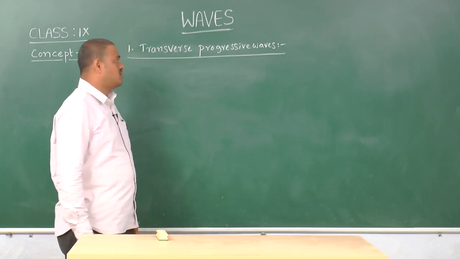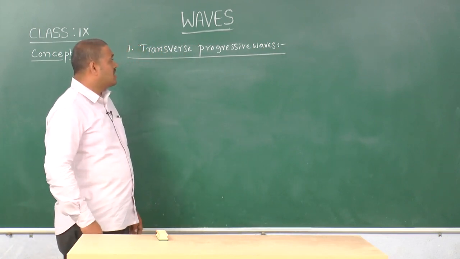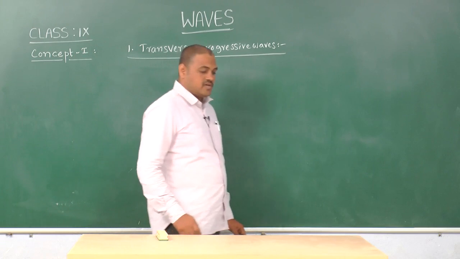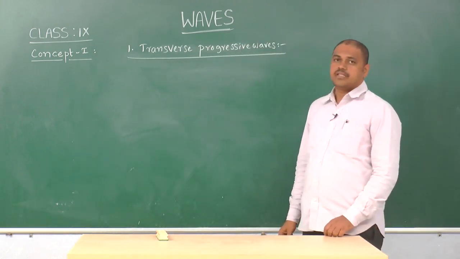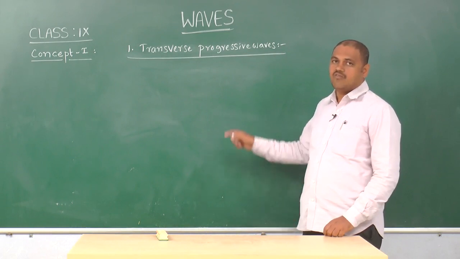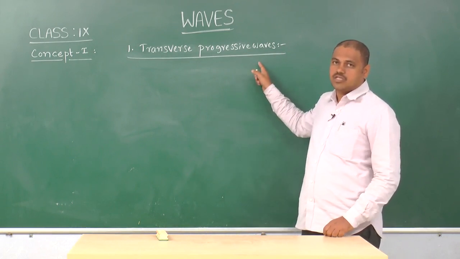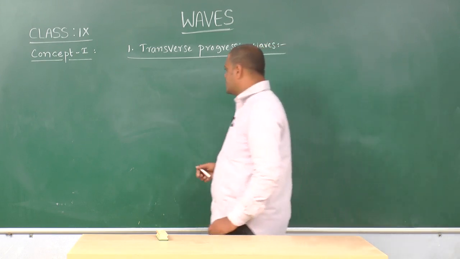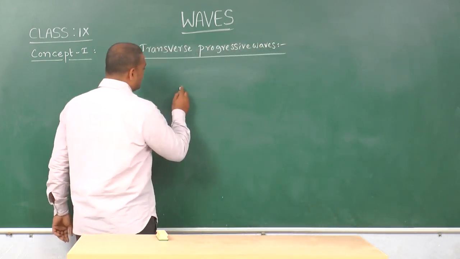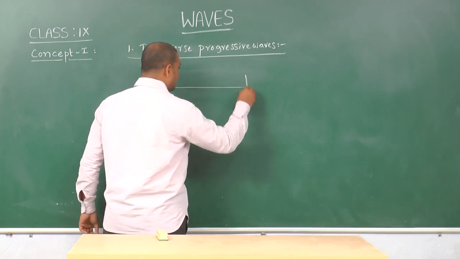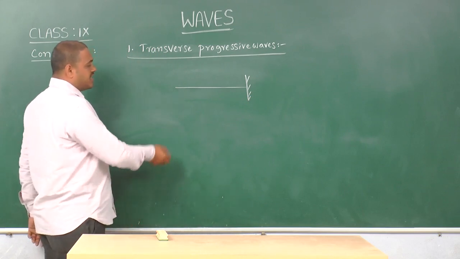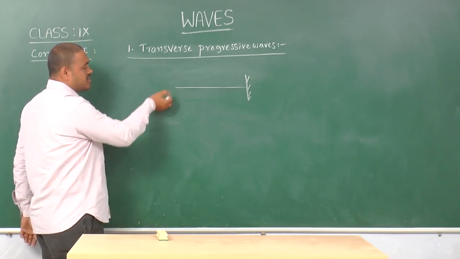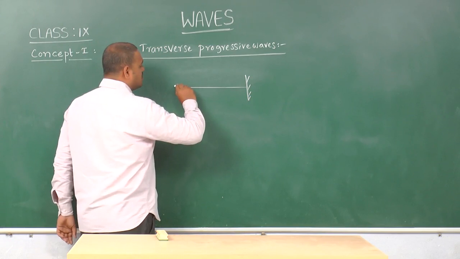Transverse progressive waves. In this case of waves, the particles of the medium vibrate perpendicular to the direction of propagation of the wave. That means here, say this is a string fixed at one end. Now, if we create a small disturbance here, the wave moves like this.